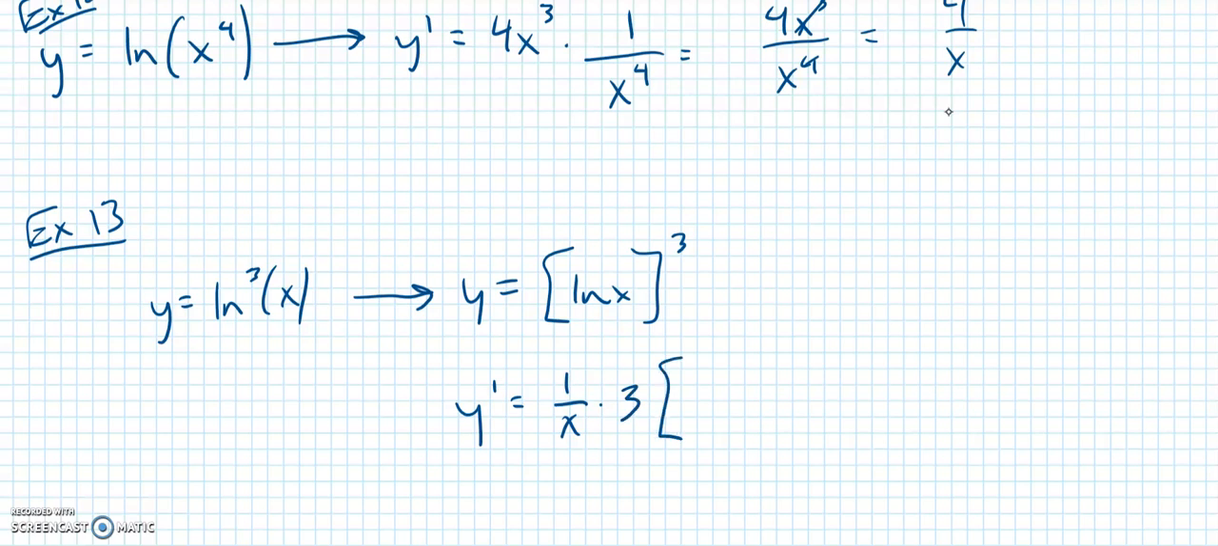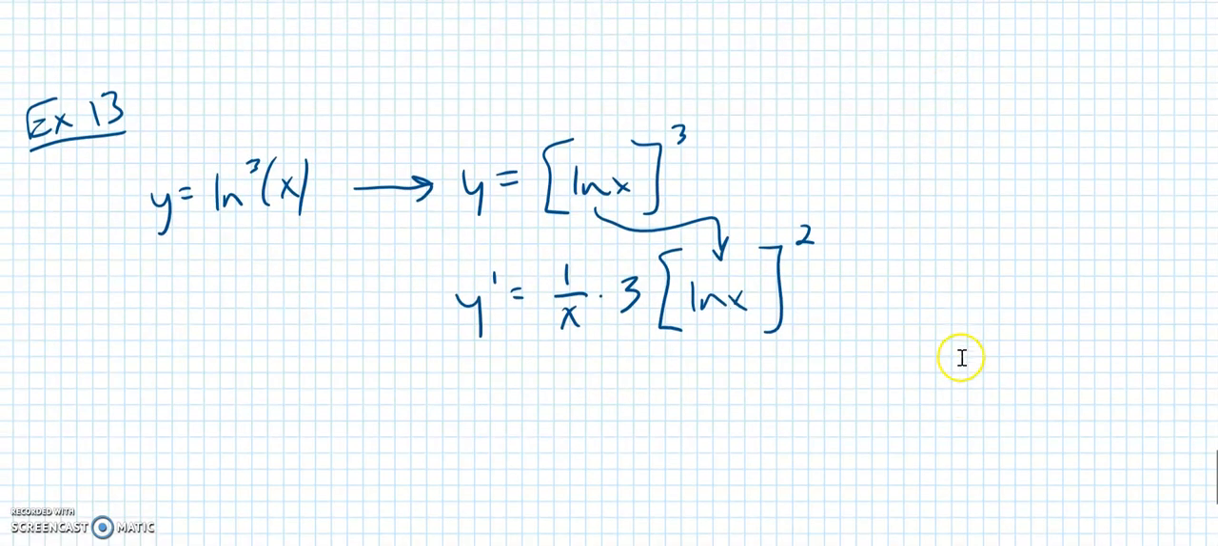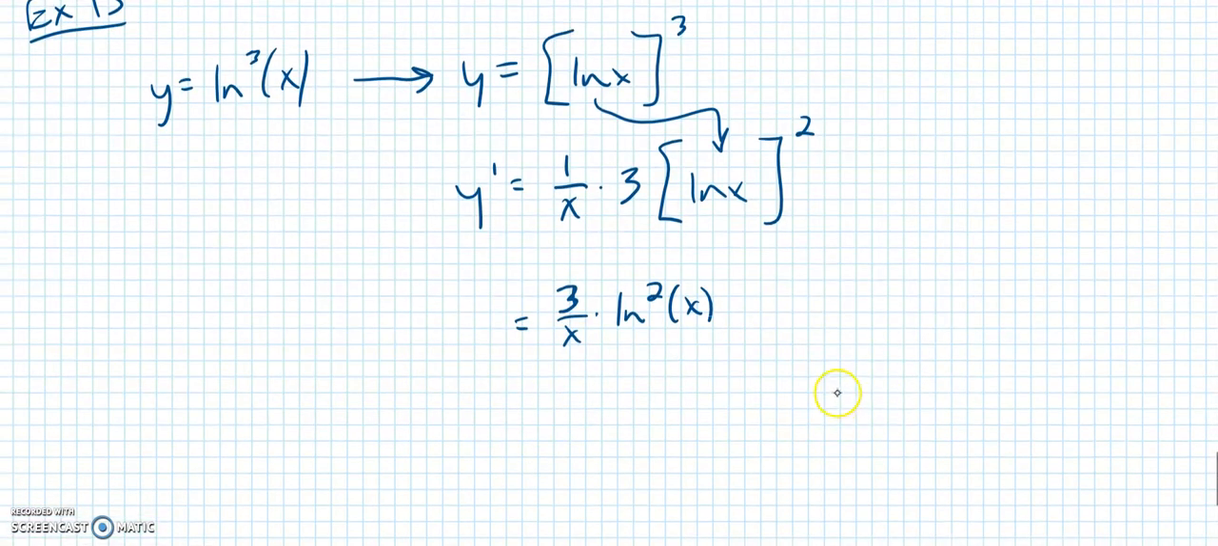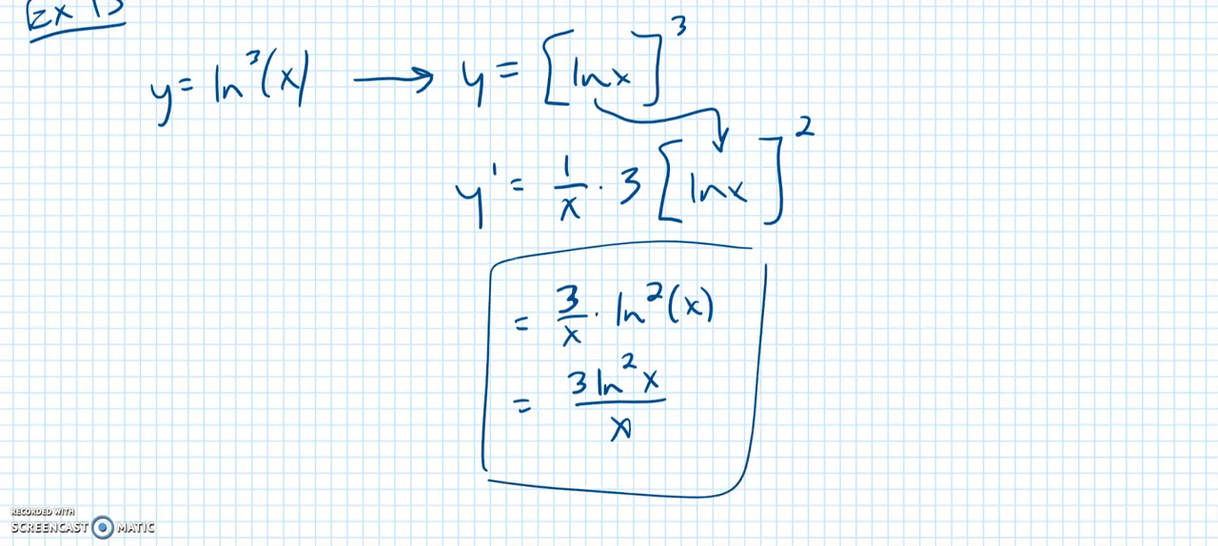So 3 squared. Now what goes in there? This thing. So I get an ln of x. So what do I get? Well, I'll write 3 over x times ln squared of x. And then you could leave it like that, or I kind of like writing it as 3 ln squared x all over x. Either one of those is totally perfect. That's the end. That's all. Hopefully you're feeling good with chain rule.